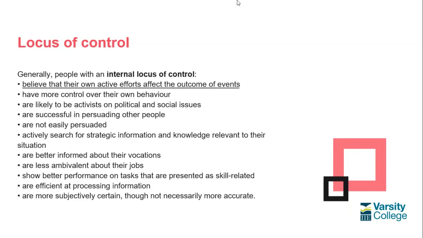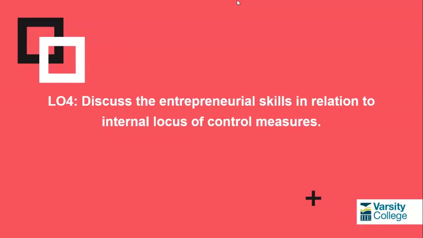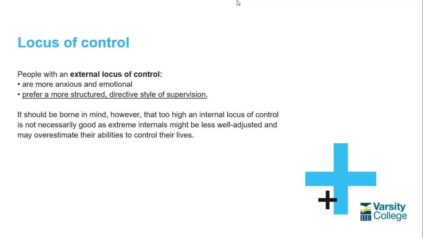And then generally, people with internal locus of control, they believe that their own active efforts affect the outcome of their events. And I won't go through all of these. I think it makes sense now what internal locus of control is, whereas locus of external, they prefer a more structured and directive style of supervision. So they want to be supervised. So it's the difference between a leader and a follower. People with internal locus of control are more leaders, and if you have an external locus of control, chances are you're more of a follower and you want to be supervised.